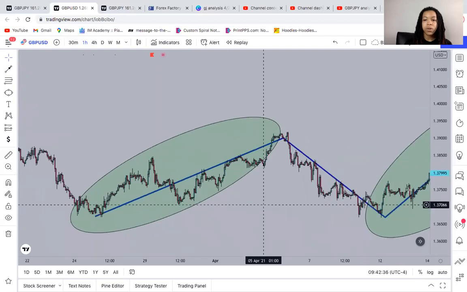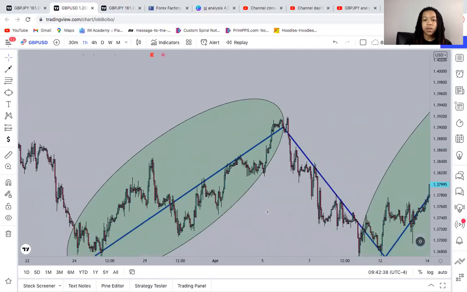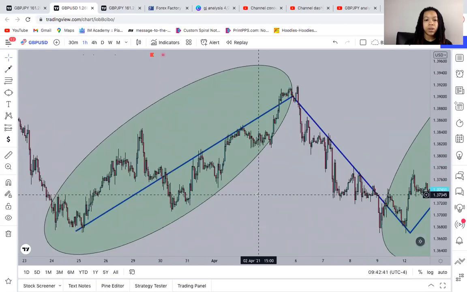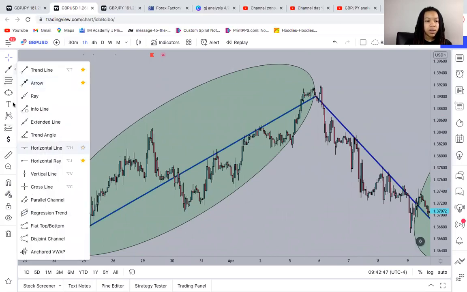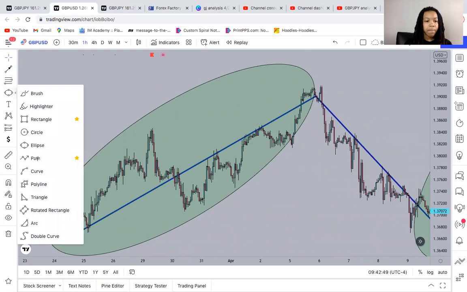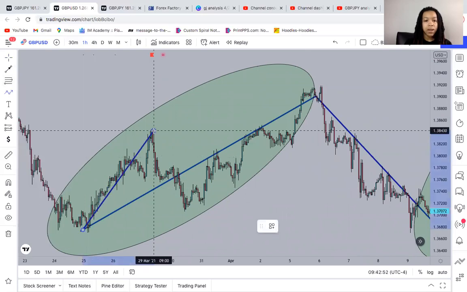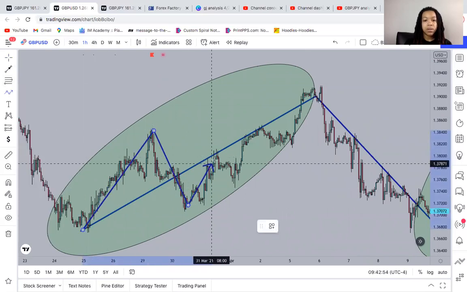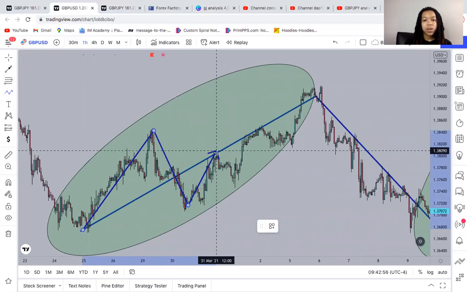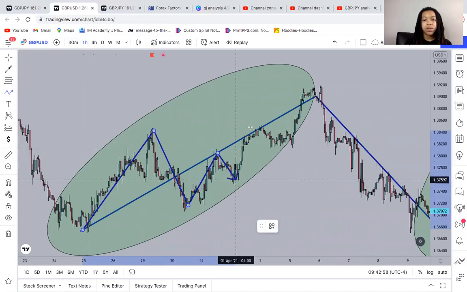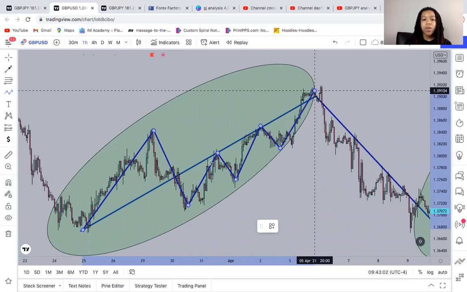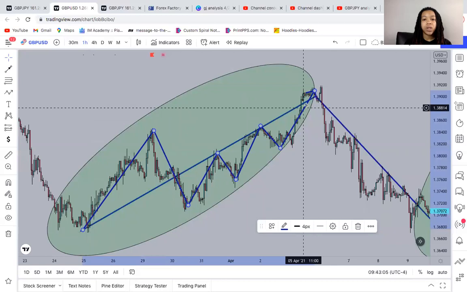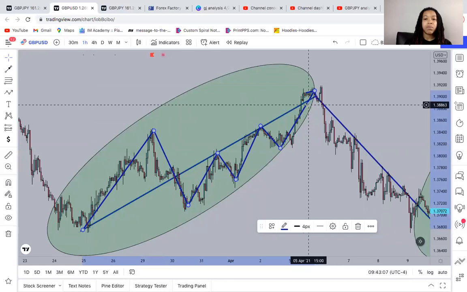Okay, starting with the first leg that we saw, right? So here we can see this is all price moving in an uptrend. We see low, high, higher low. We can go high, higher low, higher high, higher low, higher high, right? So all of this was price moving in an uptrend before it reached its peak.